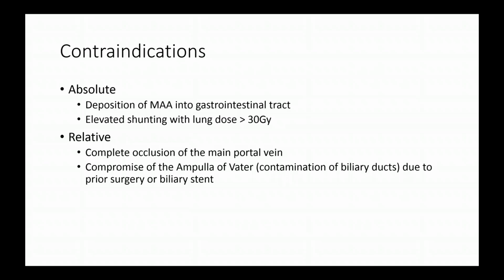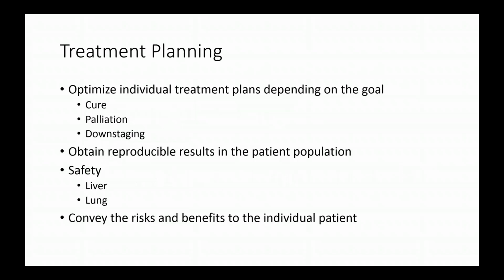General relative contraindications include complete occlusion of the main portal vein. In general, those patients have historically done very poorly anyway. And then compromise of the ampulla of Vater is a relative contraindication, recognizing there is increased risk of liver abscess. So what's the treatment planning? Why do we even make a plan? Let's think about how I plan a patient.